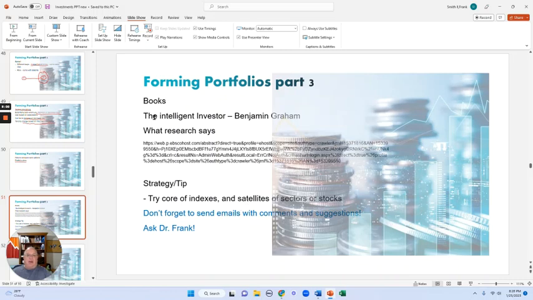So, Portfolio Part 3. I love Benjamin Graham's book, The Intelligent Investor. When you read it, you're going to go, oh, it's so old school. He uses old words and stuff. True, but the thing that I like about old school stuff is it goes back to show you that things don't really change. The strategies that he used back in the 40s, 50s, and 60s will still work in the 20s, 70 years later. So let's see what research has to say about forming portfolios.